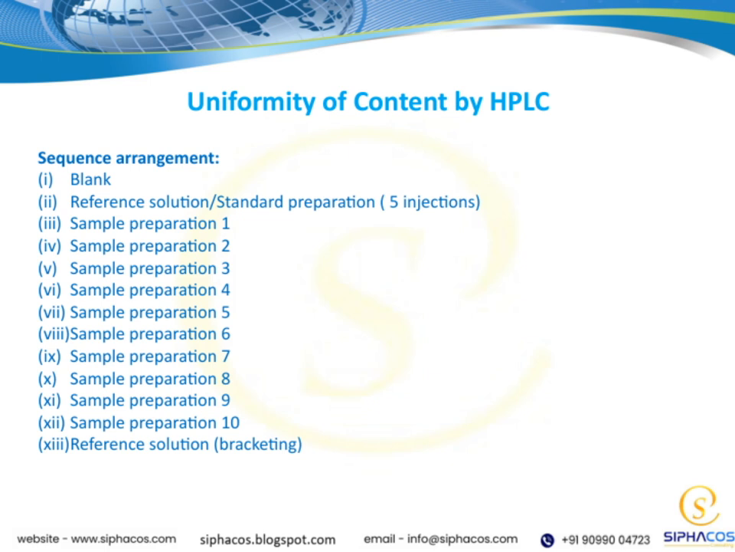Now, the key point here is the concept of the uniformity of content by HPLC. This step is fundamental because it verifies that each sample contains a consistent amount of the active compound. By analyzing all these preparations, we can confirm whether our manufacturing process produces uniform results, which is essential for quality control and compliance. Connecting all these points to the overall theme, this sequence arrangement and the uniformity check are vital steps in ensuring the reliability and accuracy of our analytical method. They help us validate that our samples are consistent, our method is robust, and our results are trustworthy.